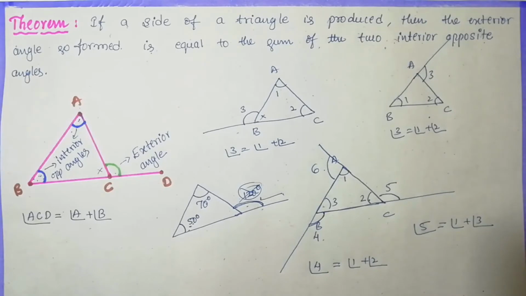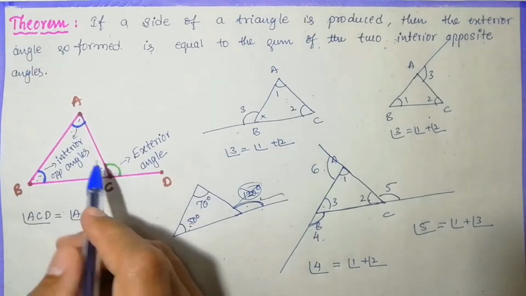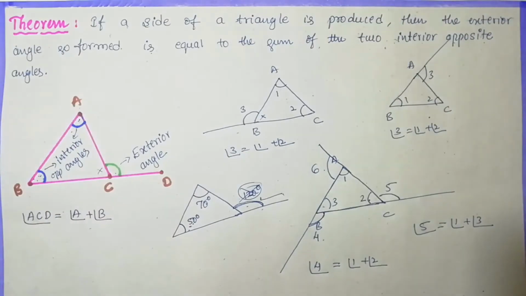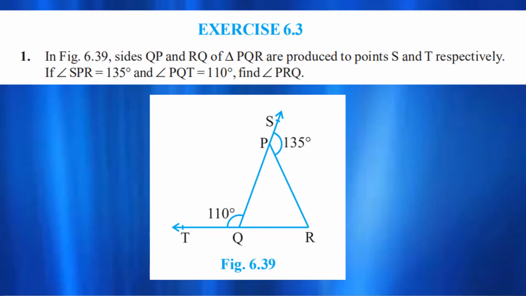So just this theory is enough for you. Just remember, the sum of all the angles of a triangle is equal to what? 180 degrees, and the exterior angle is equal to the sum of the interior opposite angles. Now I will move on to exercise 6.3. Look at the first question of exercise 6.3.